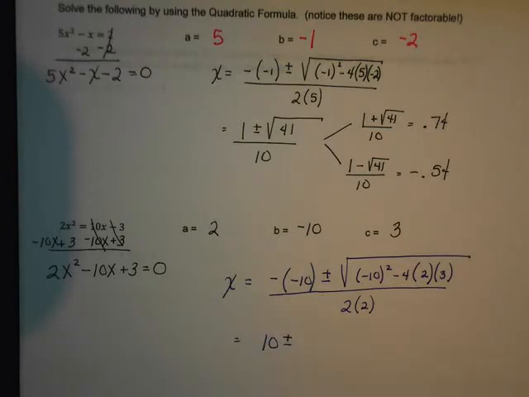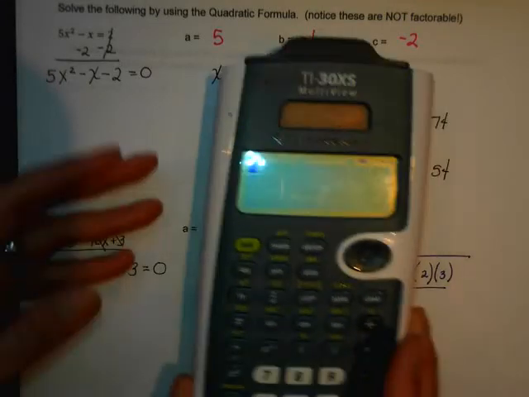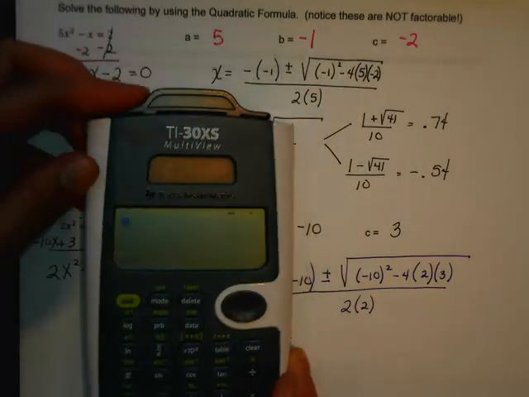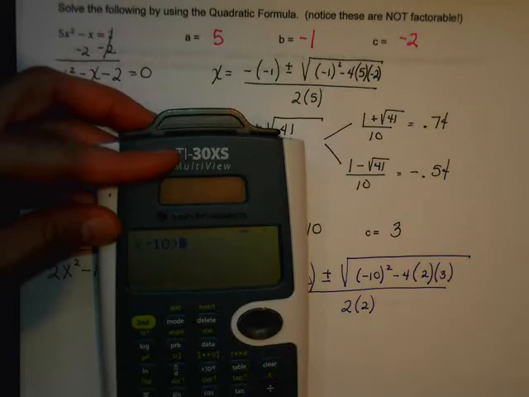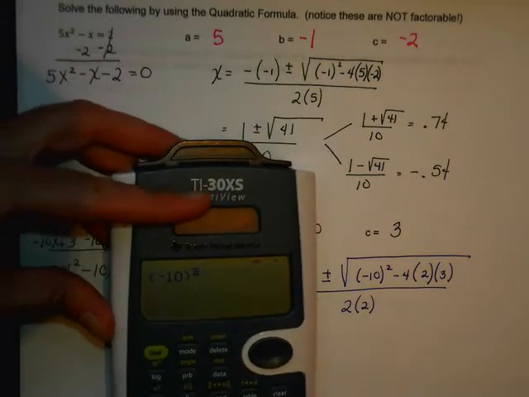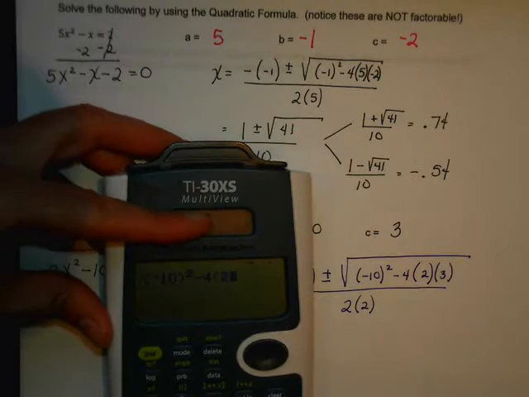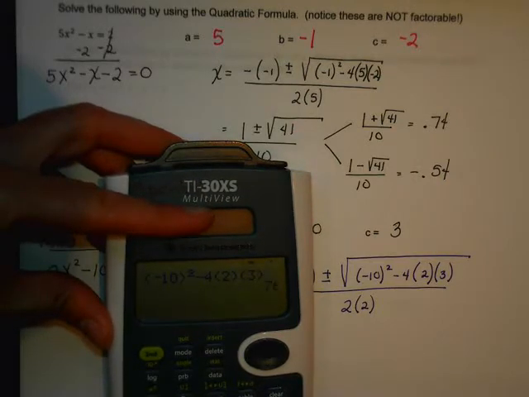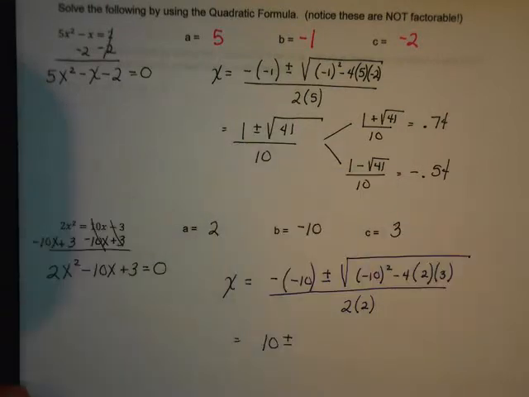So let's practice what's underneath this. You ready? Trying to find a spot where you can see it. So we'll have negative 10 squared minus 4 times a times c. So the square root of 76 is underneath our root symbol, all over 4.